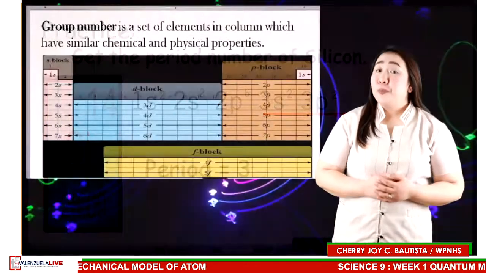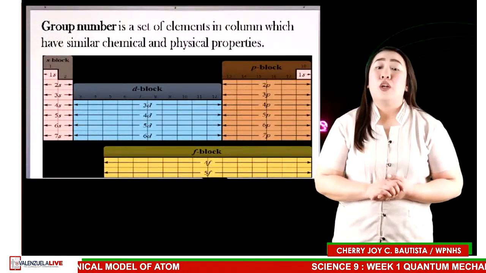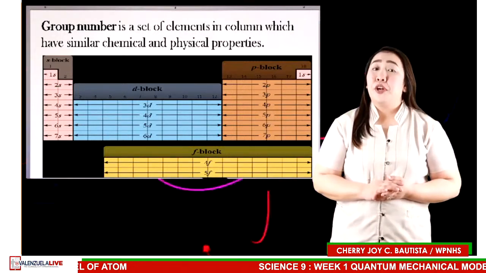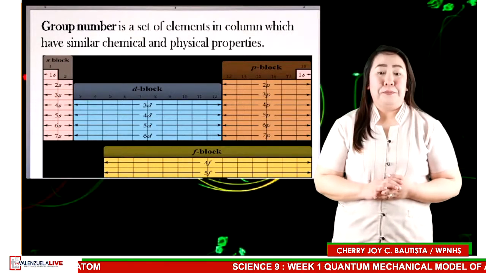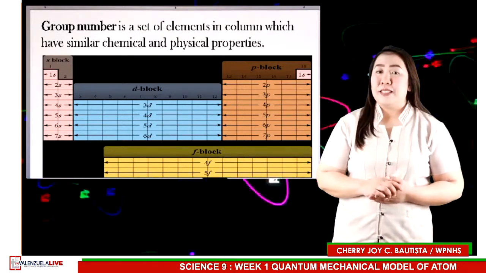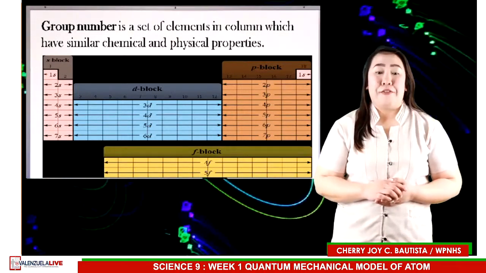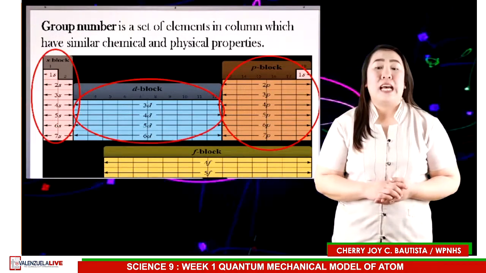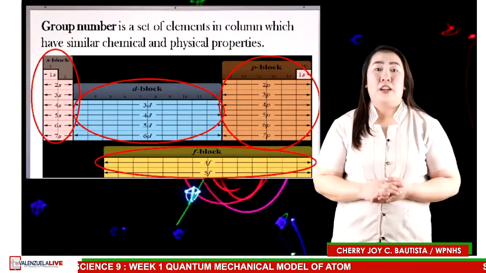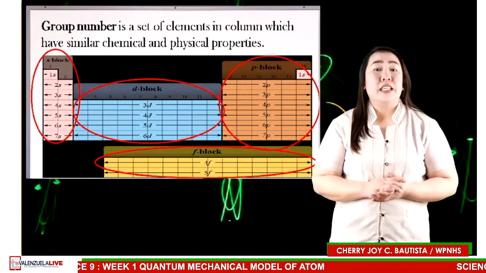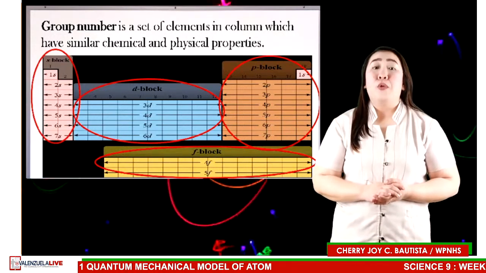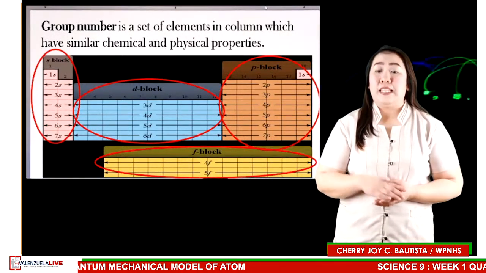Next, group number is a set of elements in a column which have similar chemical and physical properties. There are 18 groups in the periodic table. This periodic table is classified into 4 blocks: S, P, D, and F. It is completely based on the last electron. If it ends in S, then it belongs to the S block. If it ends in P, then it belongs to the P block. In order to find the group number, we need to follow the formula shown in the table.